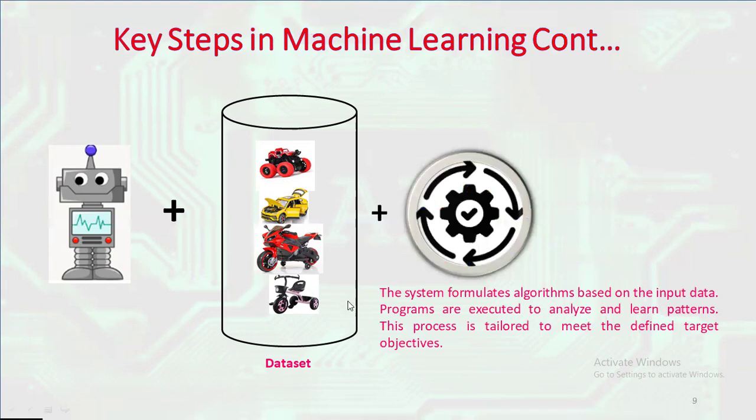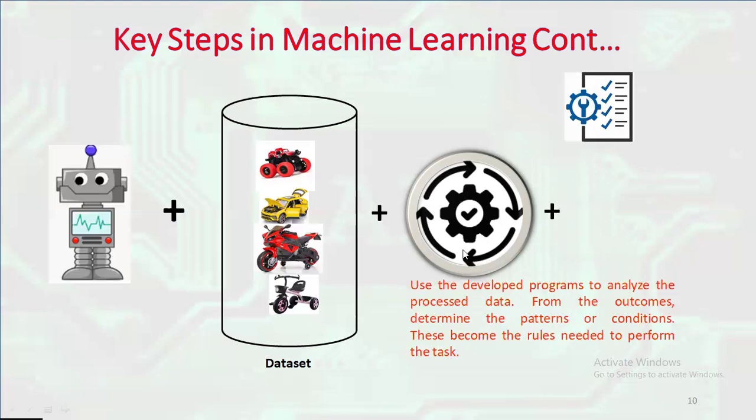So, after completing all those steps, dataset creation, computation and learning, and inference, the system formulates algorithms based on input data. Programs are executed to analyze and learn patterns. This process is tailored to meet the defined target objective. If I want to know what this picture is, that would be the target picture.